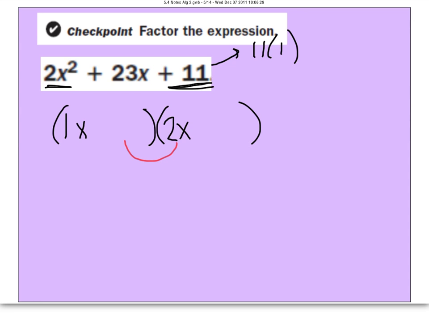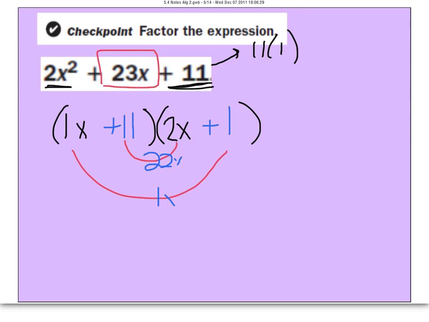So when we multiply this and this, it totals up to 23x. I'm going to look at it a little more strategically first, and my gut tells me we should probably do a plus 11 here and a plus 1 here. 11 times 2 is 22x, 1x and 1 is 1x, which will add to 23x. We got it. There's our answer.